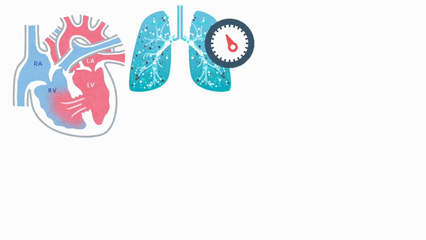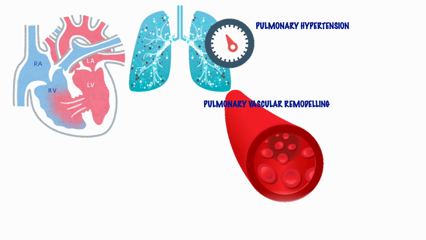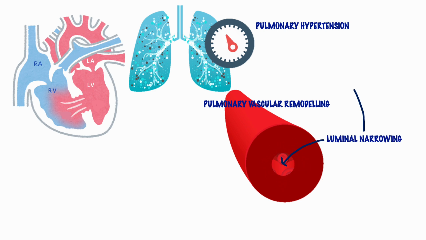Sustained increased pulmonary pressures or pulmonary hypertension will lead to pulmonary vascular remodeling. Due to the increased pulmonary blood flow, higher pressures are exerted on the pulmonary artery walls, and over time, the vessels will become increasingly muscular and inflamed, resulting in luminal narrowing and consequently higher pulmonary pressures.